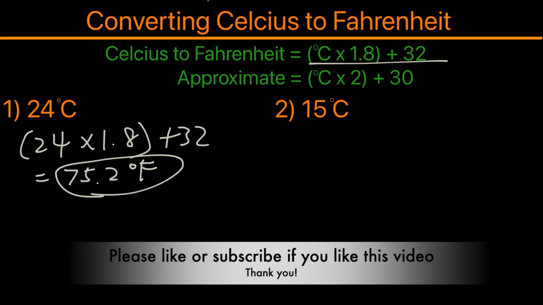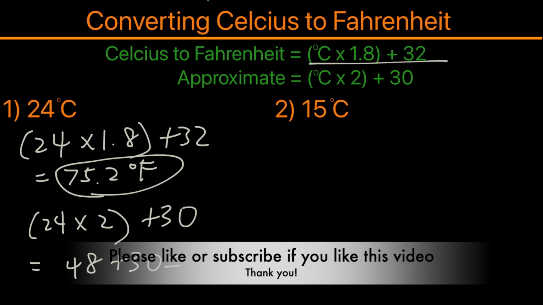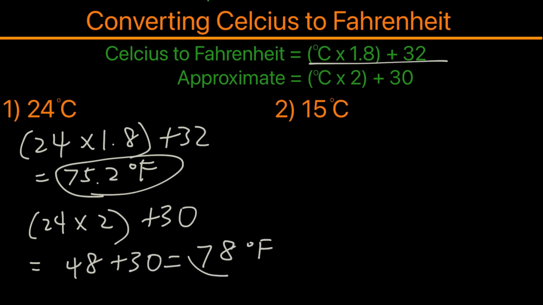Now to do it in your head with the approximation, we would take 24 times by 2 and then add 30 to it. So 24 times by 2 is 48, and then you just add 30 on top of that. That will give you 78. So 78 Fahrenheit would be the approximate value.